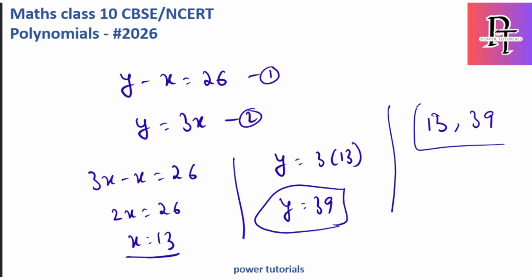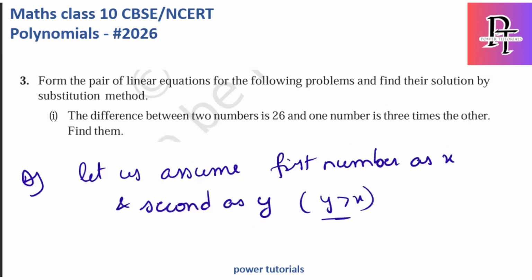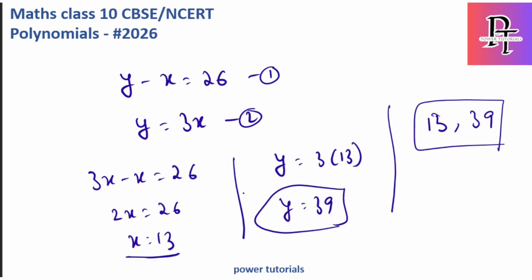You can also cross check. Y value is 3 times the x, correct? The difference between them, 39 minus 13, is 26. So both are satisfied. So the theoretical case study type of questions are very easy. We just need to understand the statement, then get the equation. From then you already know how to solve these questions.